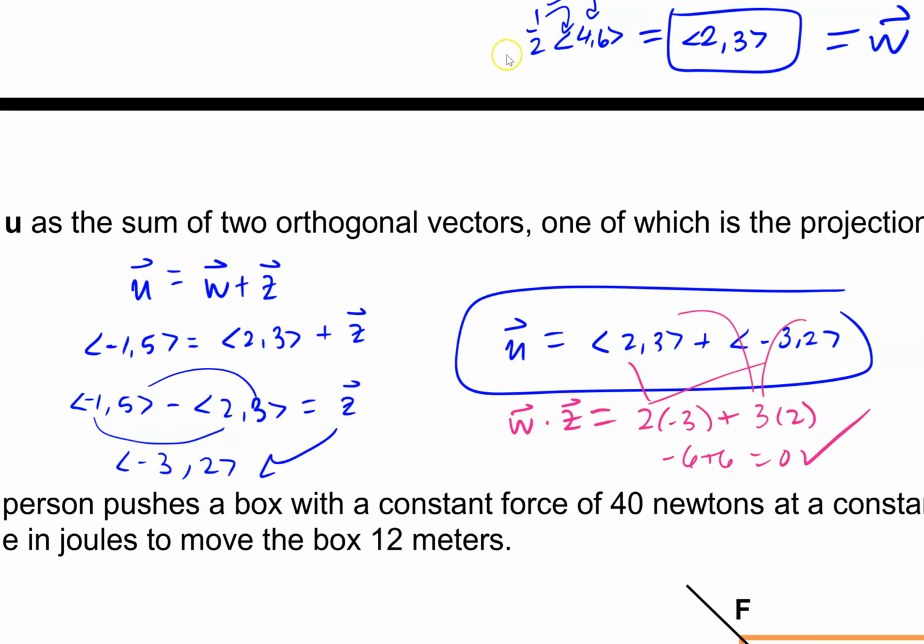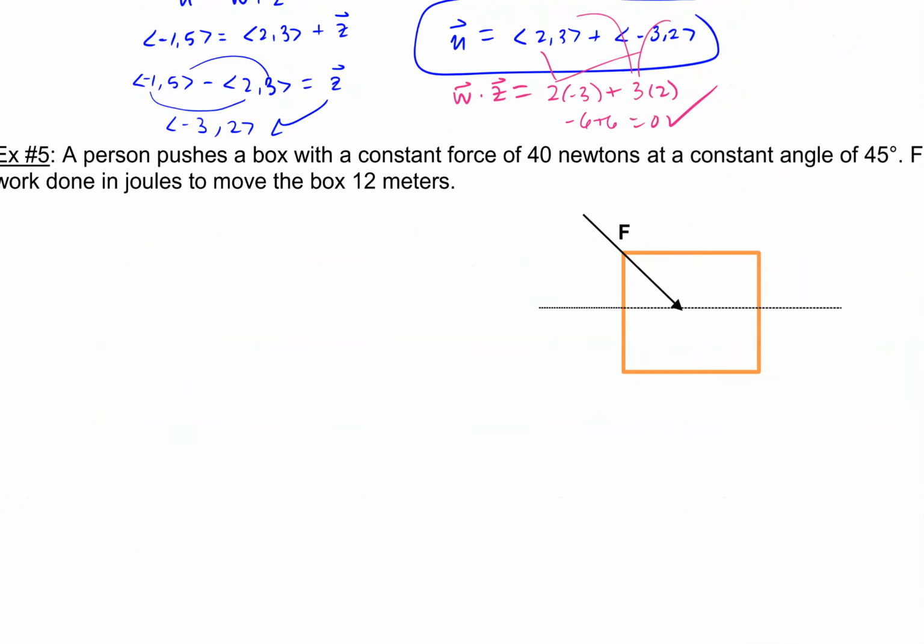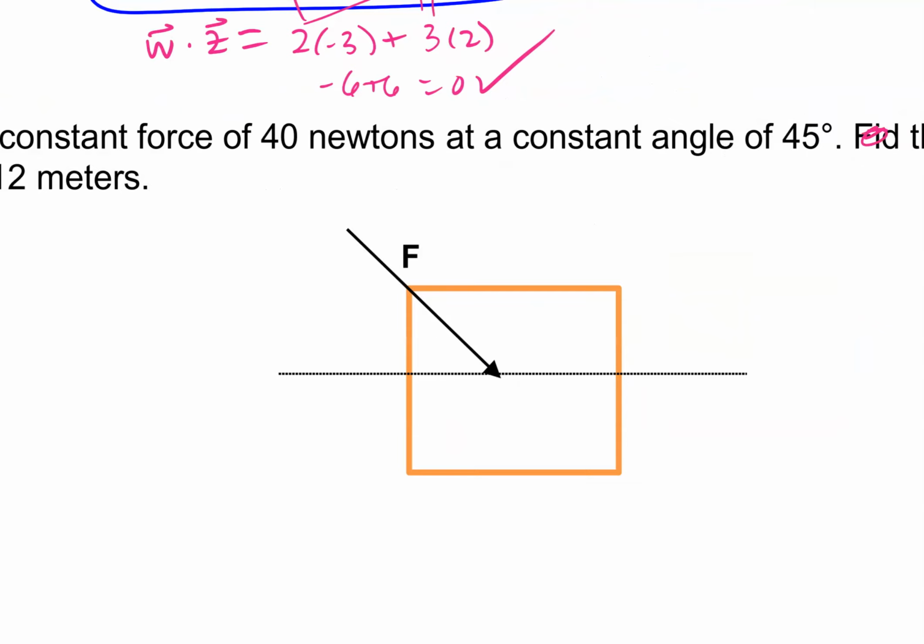All right, a person pushes a box with a constant force 40 newtons at a constant angle, 45 degrees. Find the work done in joules to move the box 12 meters. So joules are just the unit. Okay, so my force is 40 newtons. It's at an angle of 45 degrees, and my box is going forward 12 meters.